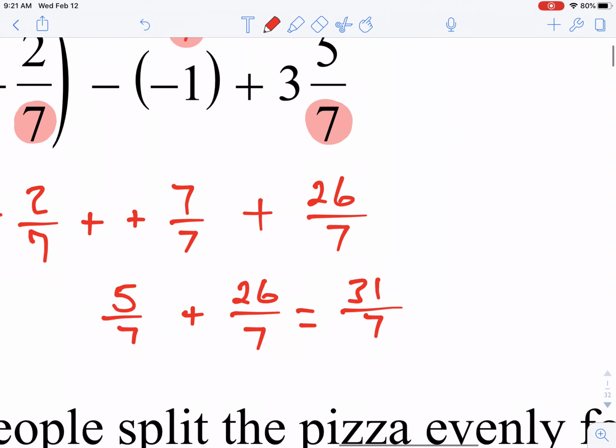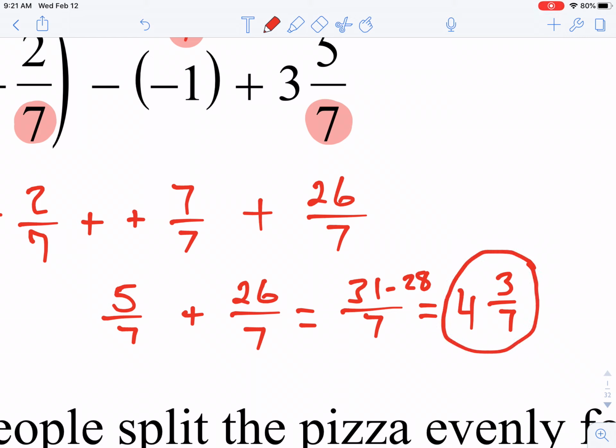I want to go ahead and reduce this back to a mixed number. So I know that 7 goes into 31 4 times. In fact, 7 times 4 is 28. So if I take 28 from 31, I'll be left with 3, and then the 7 stays the same. 4 and 3/7 is as far as it can be reduced, so that is your answer.